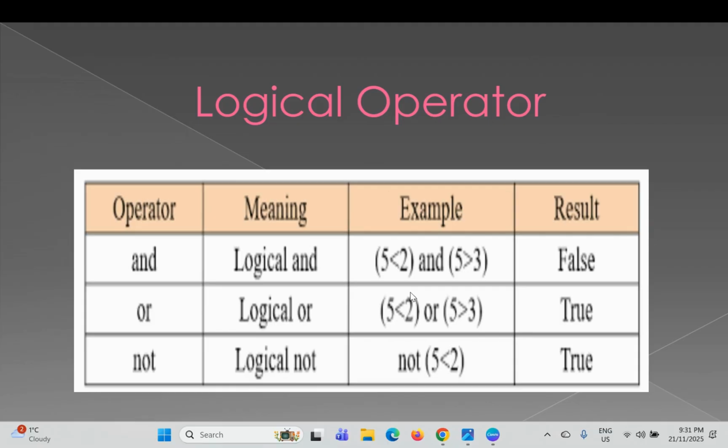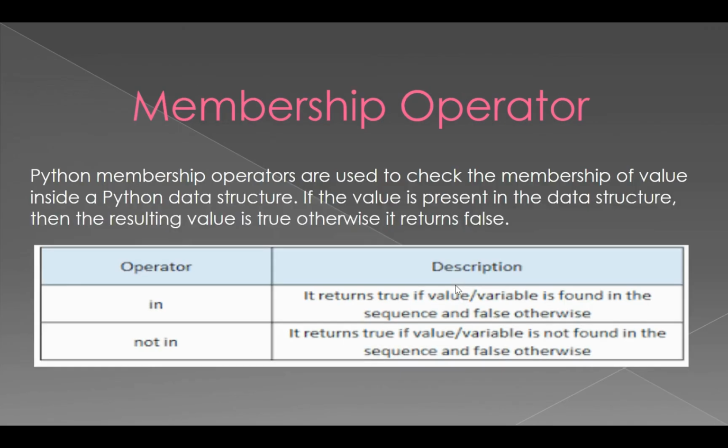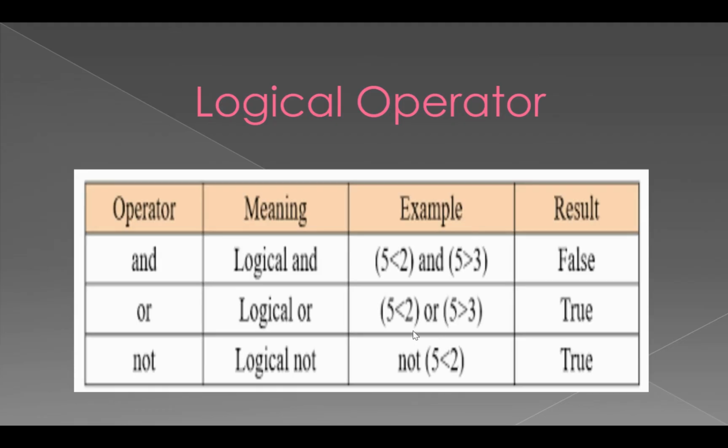Similarly, the logical or operator is just the opposite. So basically, if any one of the conditions is true, you will get the output as true. So here we have written 5 is smaller than 2 or 5 is greater than 3. So we are getting true because one condition is true, that 5 is greater than 3. So or means either of the conditions should be true, then you will get true. But and means whatever conditions you have given, all conditions should be true.